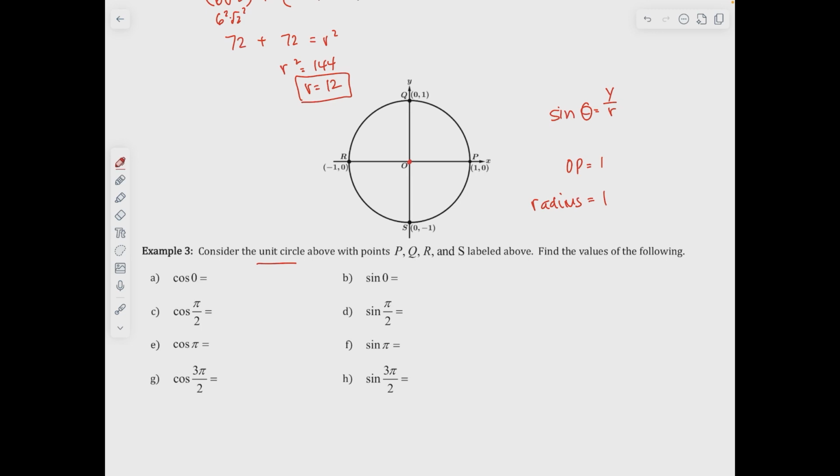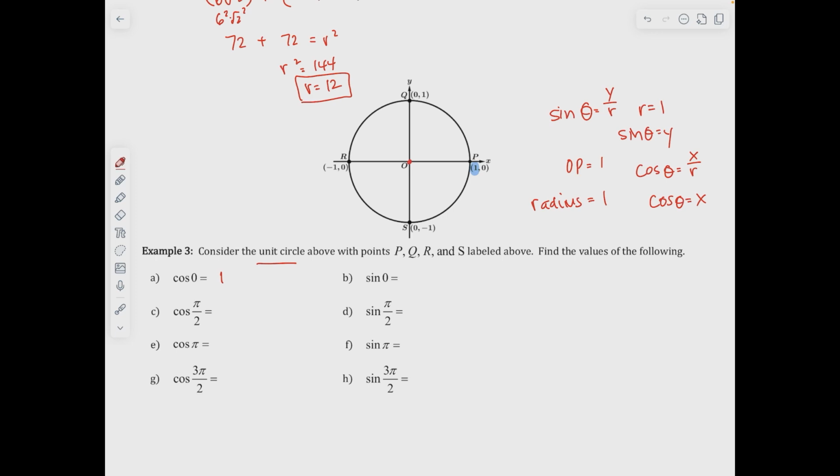But in this case, because the radius is 1, sine of my angle is just going to be the y coordinate. And if I do the same thing for cosine, cosine is my horizontal over the radius, but because my radius is 1, cosine of my angle is just going to be the x coordinate. Okay, so first one, cosine of 0 is just saying at 0 degrees, what's the x coordinate? In this case, the x coordinate is just 1.